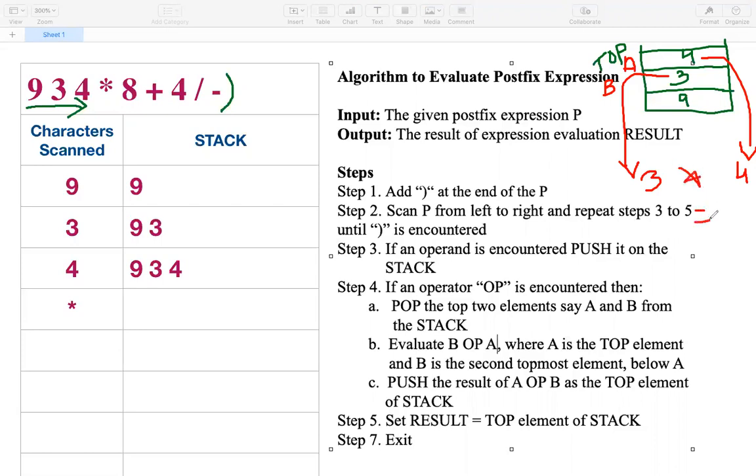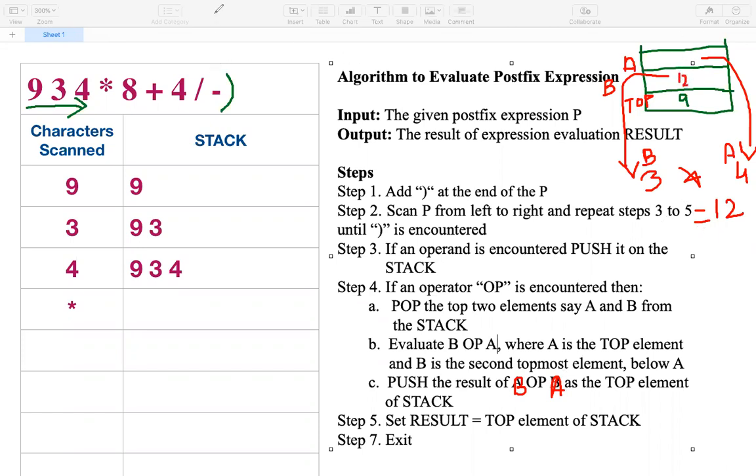So 3 into 4, what does it give us? It gives us 12. So when we pop these 2 out of the stack, these elements are no longer there. The top moves from here and goes to this place. So this is my top right now, this is my B value and this is my A value. Once we evaluate, we push the result of B operation A as the top element of the stack. So whatever evaluation we get, we put it back into the stack.